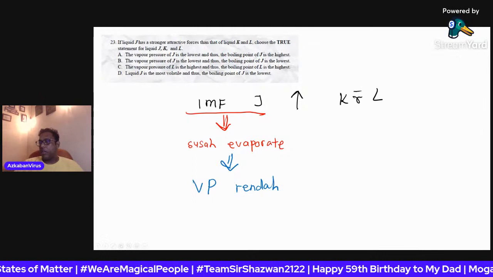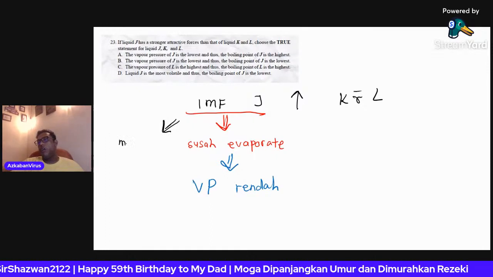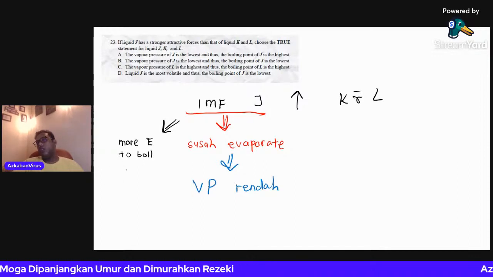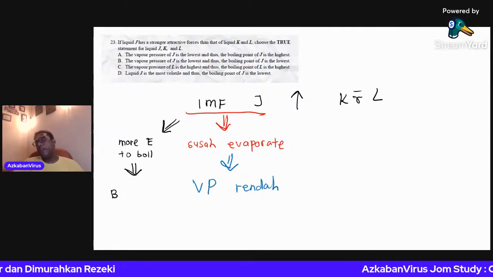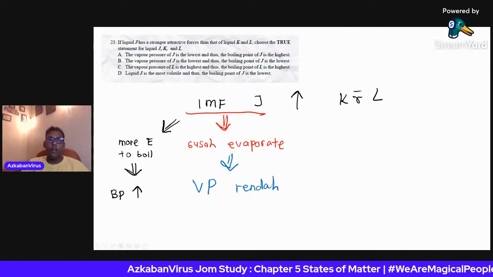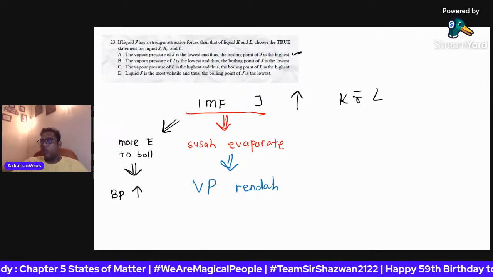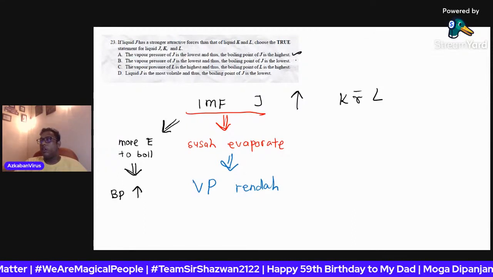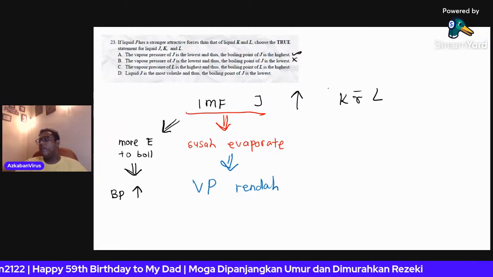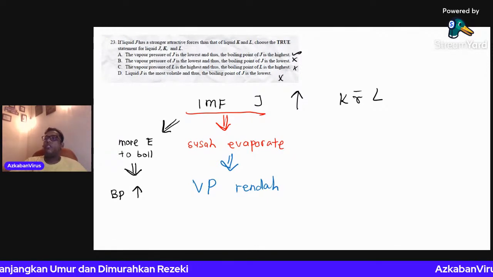Okay. Bila IMF dia tinggi, you need more energy to boil. So, boiling point dia akan jadi tinggi. Okay, vapor pressure dengan boiling point dia inversely proportional. So, vapor pressure of J is lowest, thus the boiling point is the highest. Ini betul. Vapor pressure is the lowest, thus boiling point is the lowest. Ini salah. Vapor pressure of L is the highest, thus the boiling point of L is the highest. Salah. Liquid J is the most volatile. Salah. So, jawapan dia adalah A.